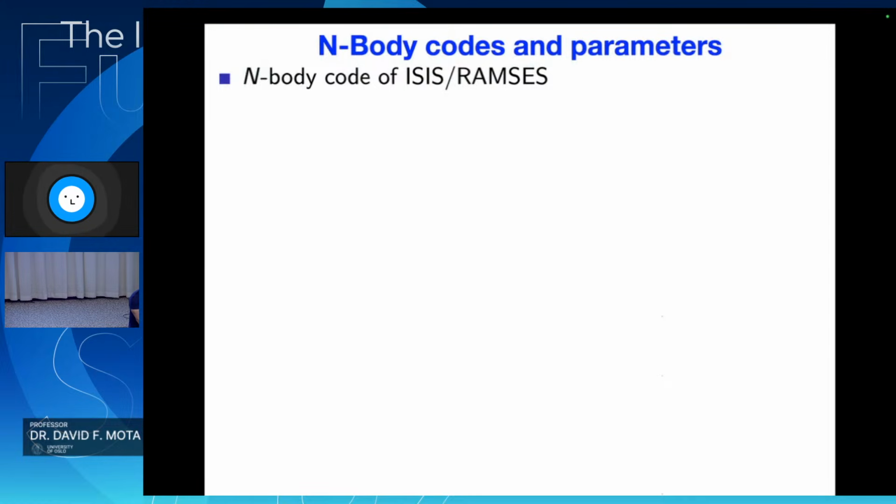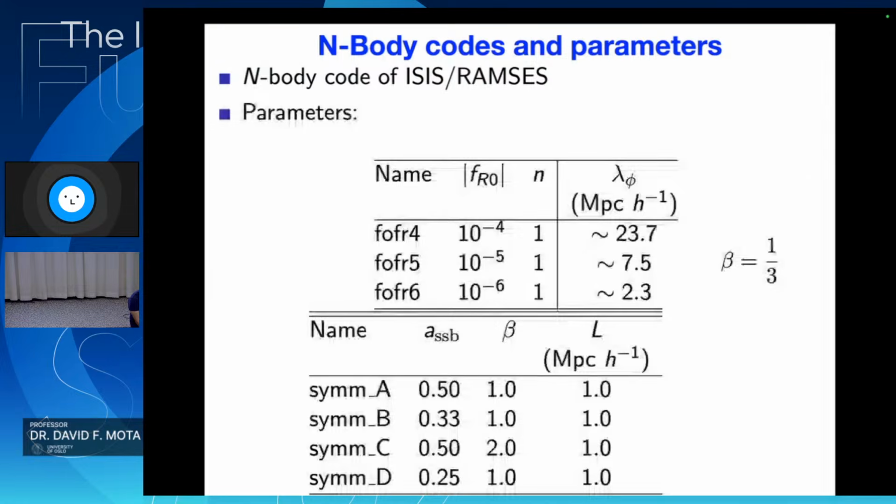Very good. So the code that we are using, as I said, is the Ramses code, and the results I'm going to show you are basically for f of R gravities and for symmetrons. I'm going to show you results for 3 choices of the f of R gravity. They're going to be called f of R 4, 5, and 6.